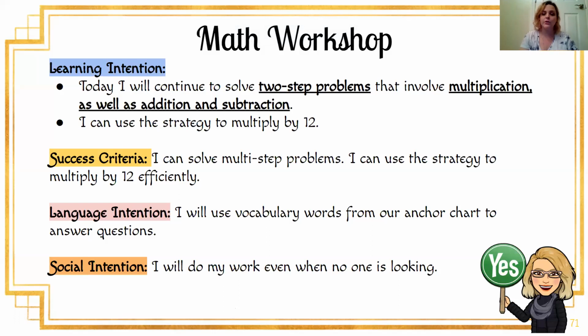Language intention: I will use vocabulary words from our anchor chart to answer questions. I know we're not in class. I recreated our anchor chart on Google Slides, so we'll go over that in a moment. And then social intention, I've been saying the social intention for almost every video: I will do my work even when no one is looking. So just remember that this is your education and we don't want you guys to lose out just because you're not in school. So please make sure you're trying to do as much as you can.